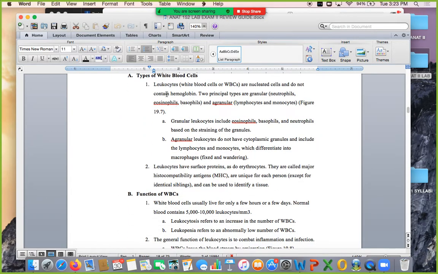Major types of white blood cells are grouped into two categories, whether they're granular or agranular. If they are granular, that's going to include eosinophils, basophils, and neutrophils. And again, this is basically just how they stain. Agranular leukocytes do not have cytoplasmic granules, and that's going to include lymphocytes and monocytes.